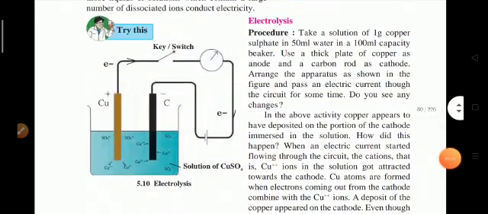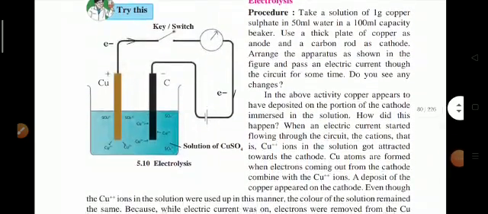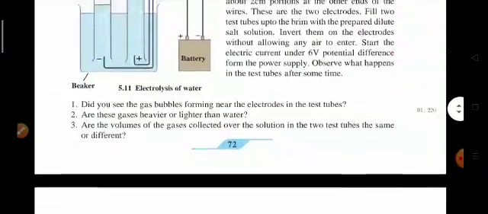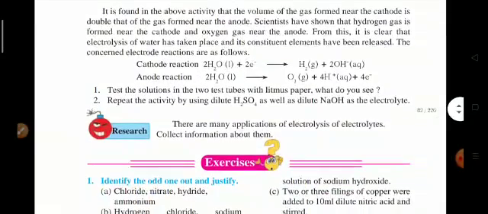Then we have seen about electrolysis and many things in between, about how CuSO4 dissociates and how it forms layers on the anode and cathode respectively. And then we have seen electrolysis of water, and we have ended our chapter here.